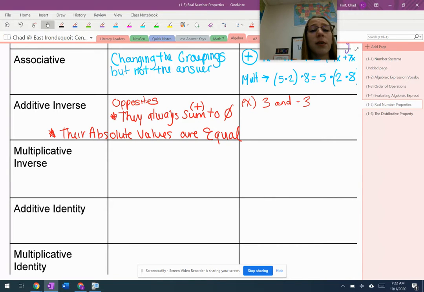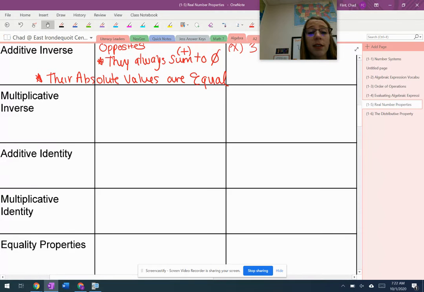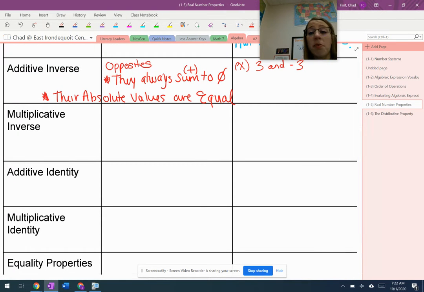And then we can move on to our multiplicative inverse. The multiplicative inverse is similar to the additive inverse, but obviously using multiplication instead of addition. So the multiplicative inverse is known as the reciprocal.